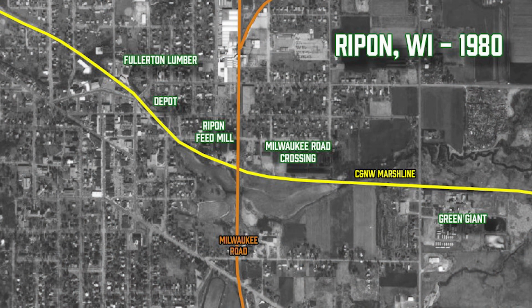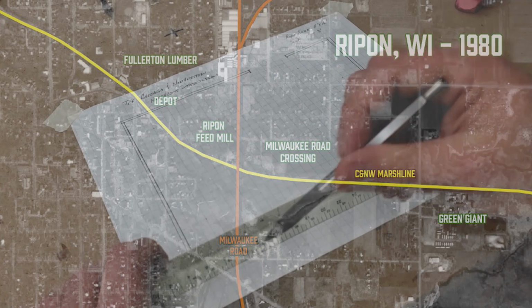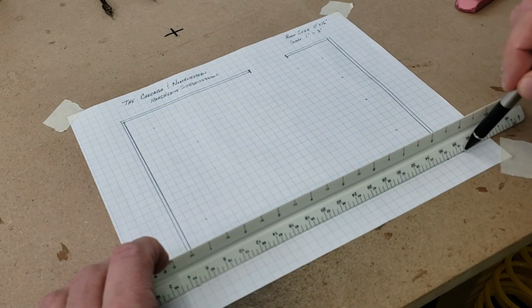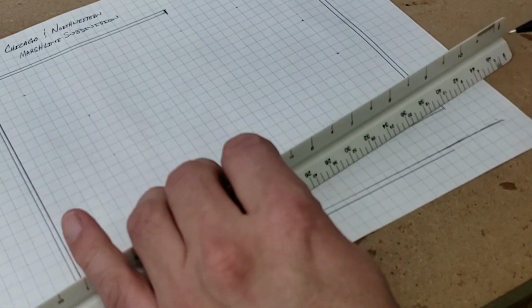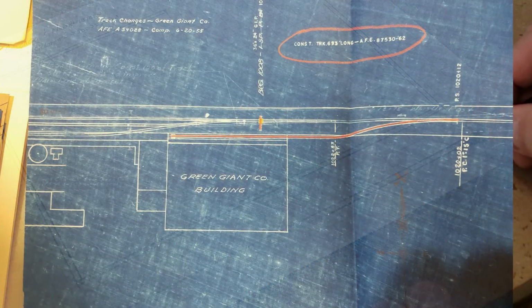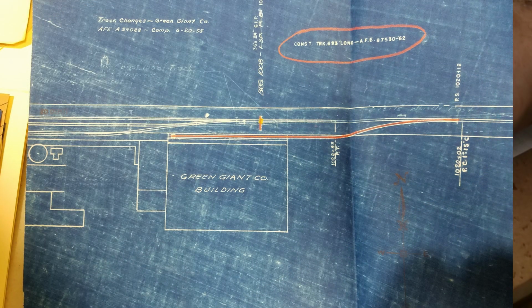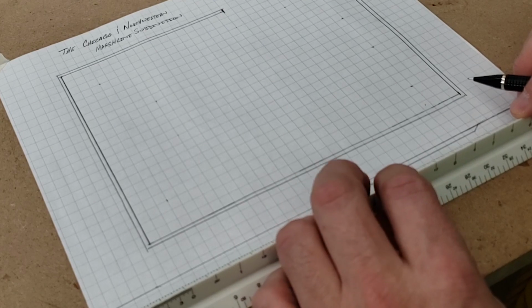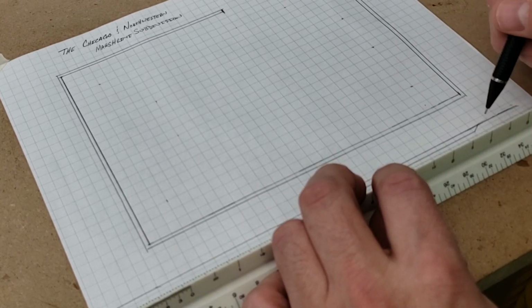So I'm going to start here by drawing a track chart using the main line, as you can see on the picture that just flashed up. I'll start adding sidings here. This will be for Green Giant. So I'm using the AFE from the Historical Society to get the right track arrangement.